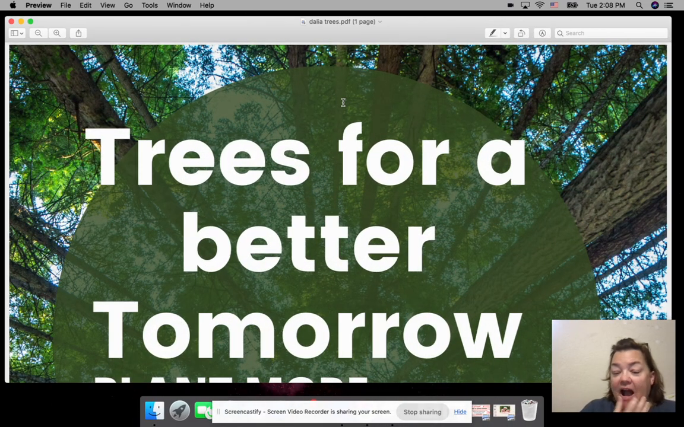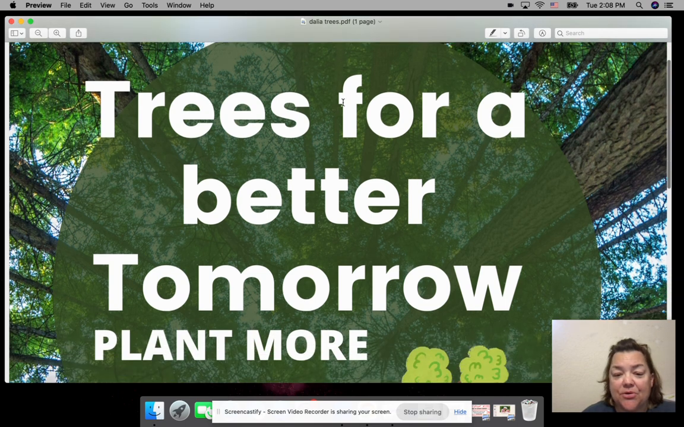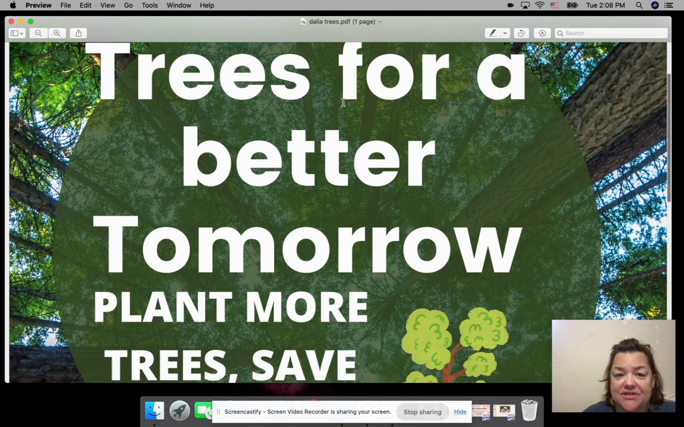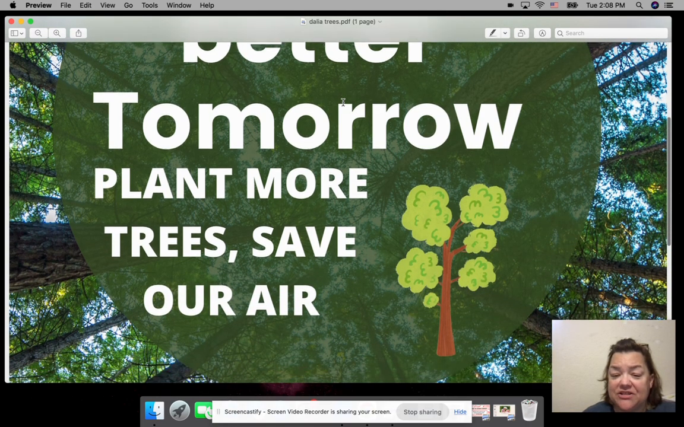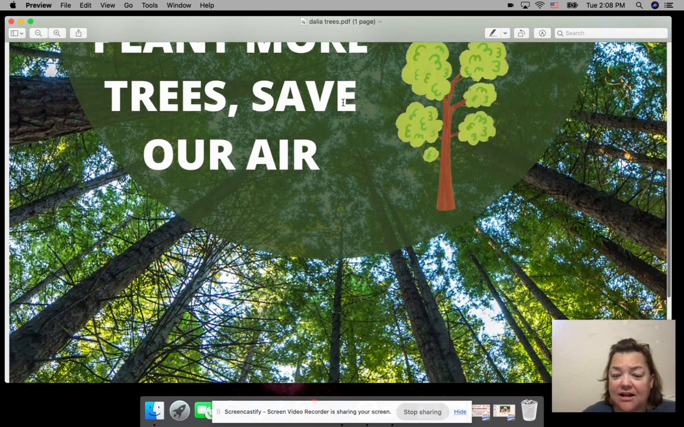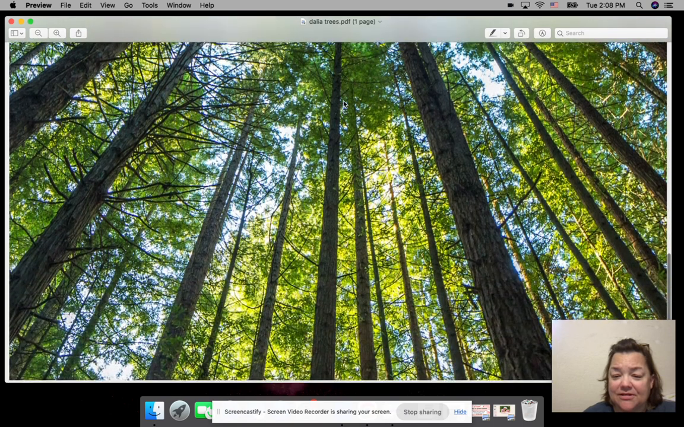Alrighty. Okay, so this was an article that students had to read. They had like 5 or 6 different articles to choose from, and it was all about environmental impacts. And then they had to show me what they learned from the reading in a visual form. So this young lady read an article about trees and what you need to do in order to save our world. And so this is her summary.